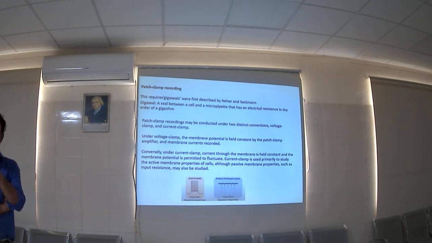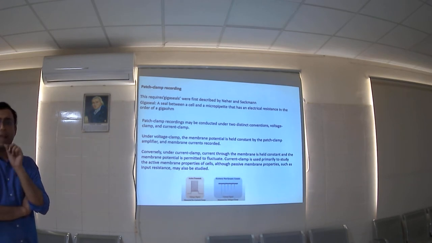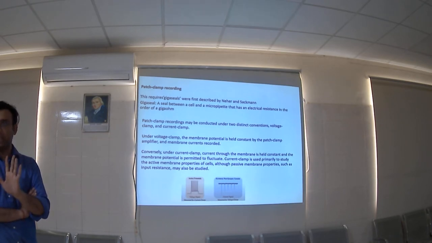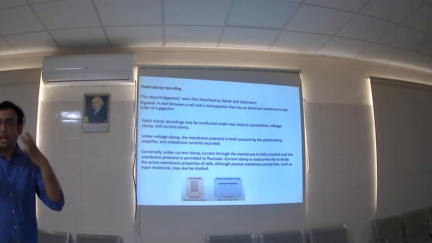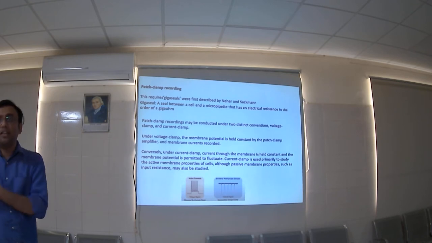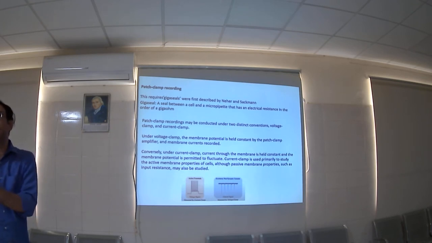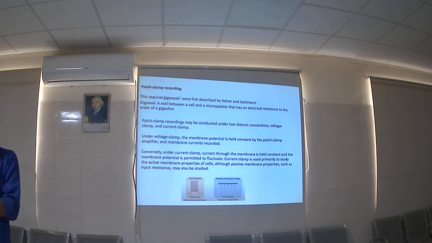I will explain pictorially how it is done in the lab. They have a glass probe with an electrode, and they patch the cell or a tissue. This is done with the help of a microscope. And there is another setup, a very controlled setup, where this electric current is recorded. They use a term called giga seal. You have a cell and you have a needle-like probe, and they go and generate a giga seal.